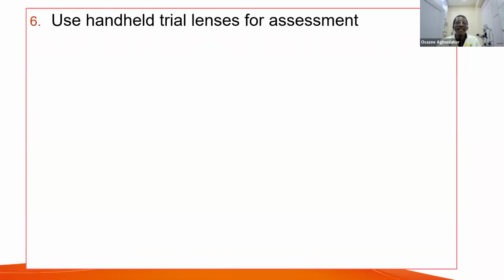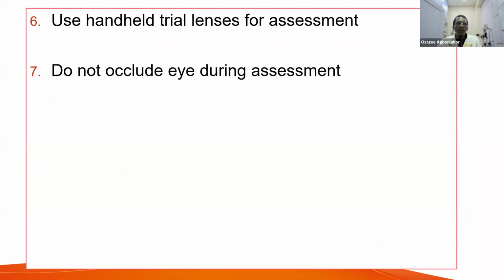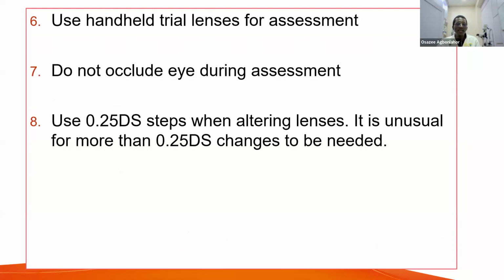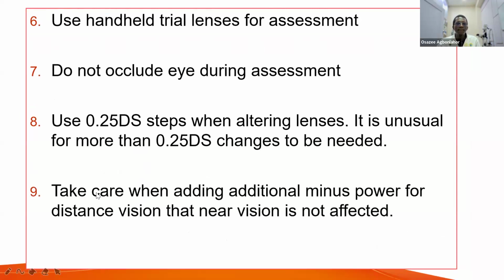Of course, I said use trial lenses instead of phoropters. Do not occlude the eye during assessment, particularly when you're doing binocular visual tests. The only time you do that is when you did not achieve the patient's visual acuity expectation. Then you can do your monocular verification. Then use 0.25 steps in altering your lenses.